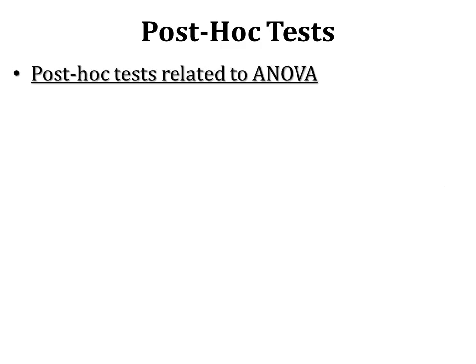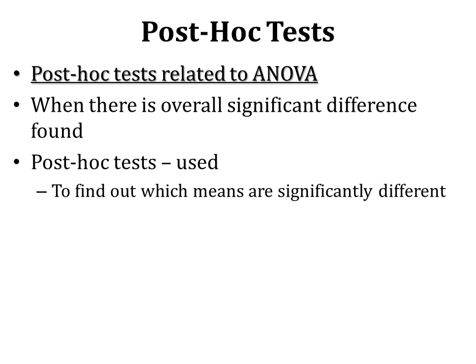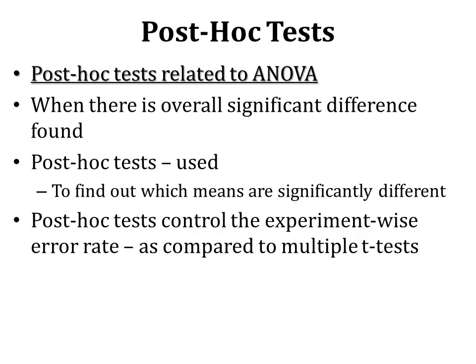And we have different types of post hoc tests related to ANOVA, and these are performed when there is an overall significant difference found. The post hoc tests are used to find out which means are significantly different. The advantage of using post hoc tests is that you usually control the experiment-wise error rate as compared to multiple t-tests, because when you perform multiple comparisons with t-tests, the experiment-wise error rate is very high. You have increased chances of making type 1 error.